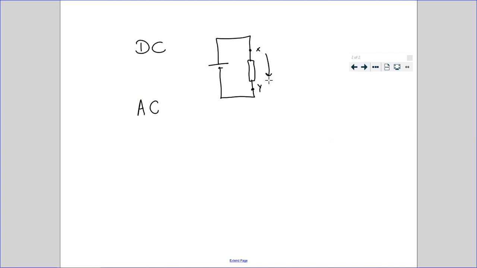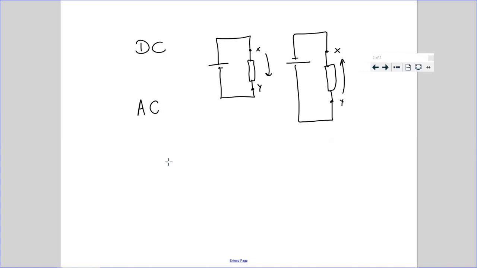Is that right? If you connect the battery in a reverse way, so that this terminal is negative and this one is positive, in that case, the current will flow from Y to X. Got it? If that is X and that is Y, current will flow from positive to negative like this. Is that right?